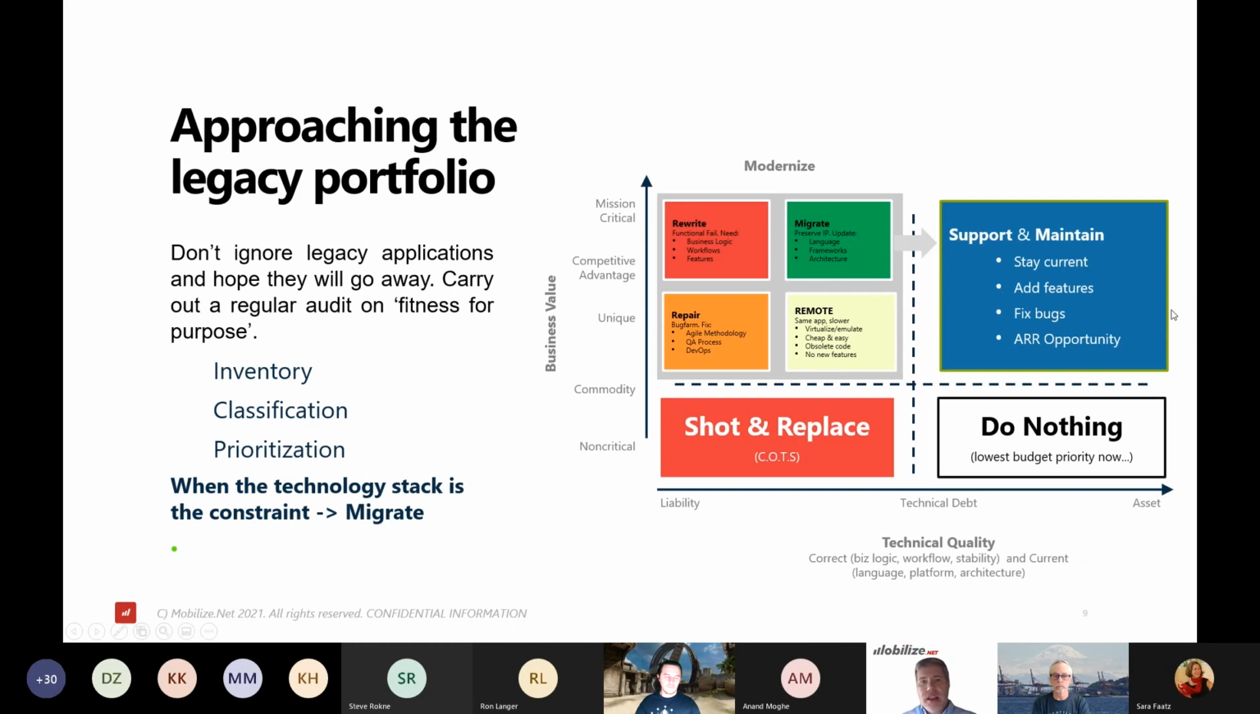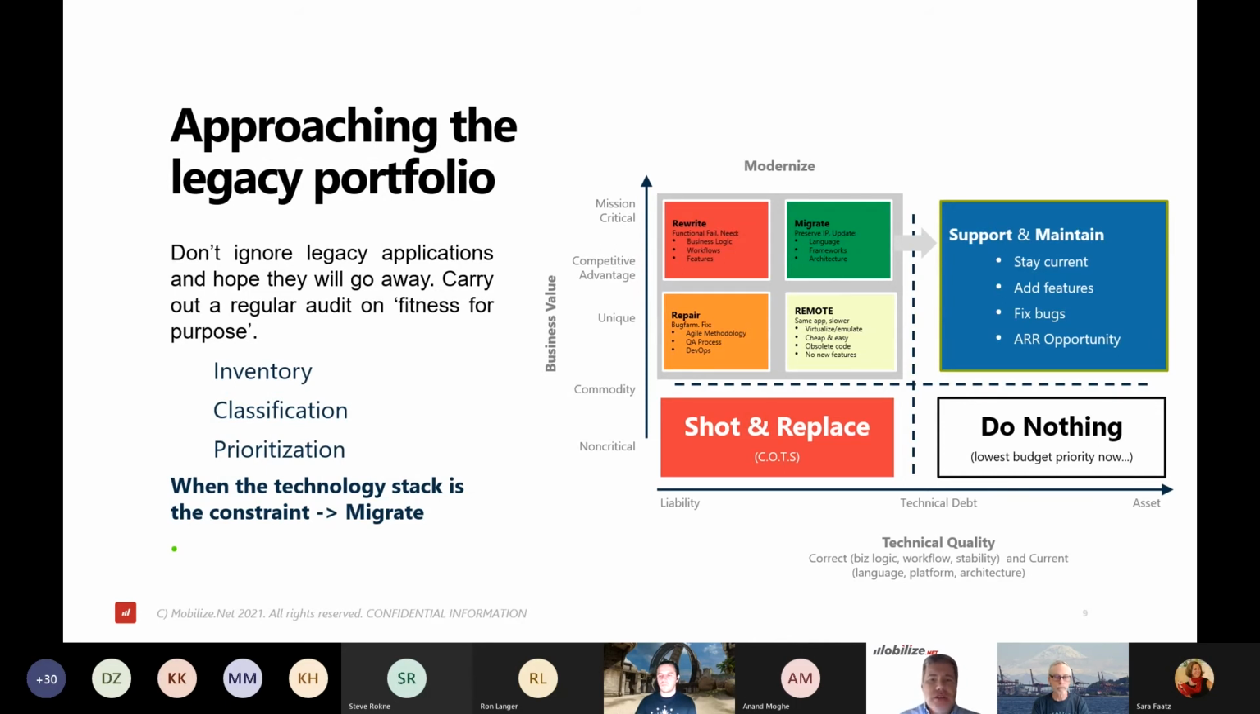So when you look at an application, we always like to use this framework to classify them and decide what you should do with a particular application. And we have two dimensions. One is technical quality, and the other one, which I think personally is the most important, is business value. So the first thing that you should be doing is have an inventory of all of the applications that you have in your system, and then classify them. And we want to suggest this framework. So let's look at this framework quickly.